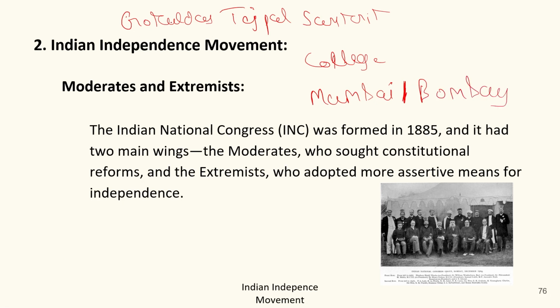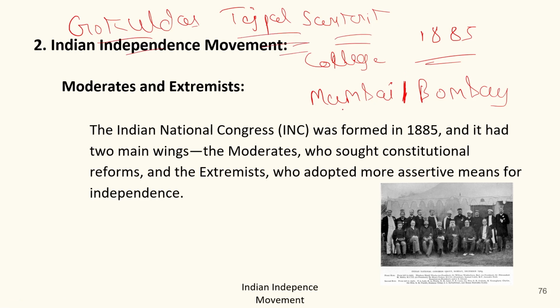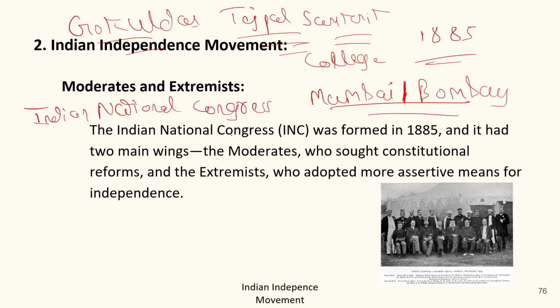Bombay. Okay, so it was Gokuldas Tejpal Sanskrit College, Mumbai, at that time called Bombay, 1885. Remember the venue, remember the city, remember the date. It was the date, it was the venue, it was the city when the Indian National Congress was founded, and the founding members were W.C.